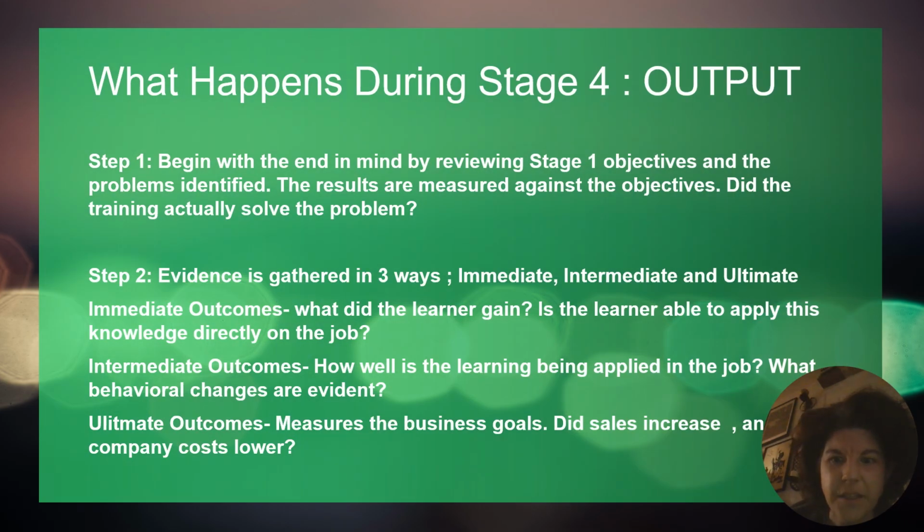This is going to be stage 4 output of the serial model. What happens during stage 4 output? During stage 4 output, the first step is to begin with the end in mind. So you want to start with stage 1. Stage 1 sets the entire stage, no pun intended, for stage 4. So you want to start with the stage 1 objectives and the problems identified within stage 1. The results are measured against these objectives. Did the training actually solve the problem?